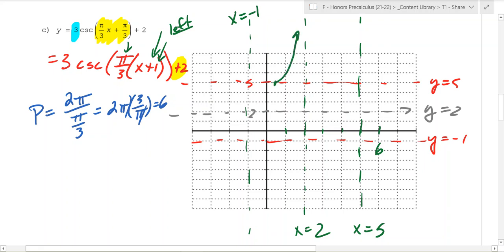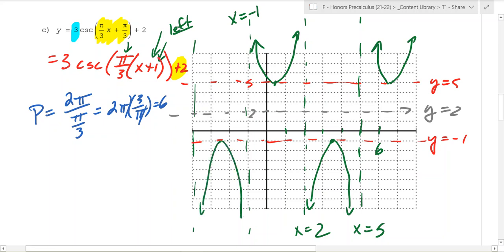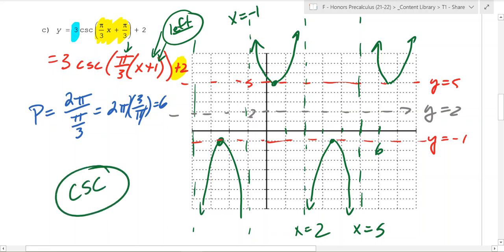So it's going to go up here. It starts up, and then the next one goes down right here. It alternates up, and then down, and then up, and then down. There's another one right here. And the way you get that is, again, it shifted 1 to the left. You got to remember what the base graph of this looks like. So what does cosecant look like? You need to memorize that so you can shift it.